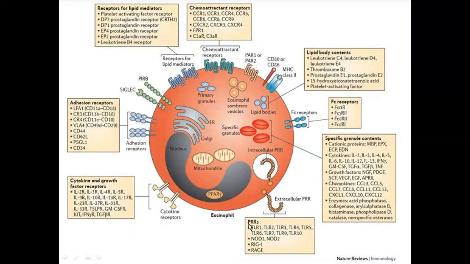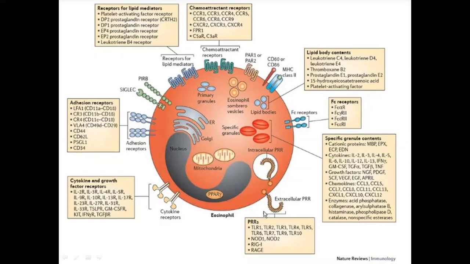Similarly, there are receptors for different bacteria, viruses, fungi, etc., which are known as pattern recognition receptors. The pattern recognition receptors recognize PAMPs, or pathogen associated molecular patterns. So these patterns are present on different microbes and are recognized by the eosinophil with the help of these receptors, which are known as PRRs.